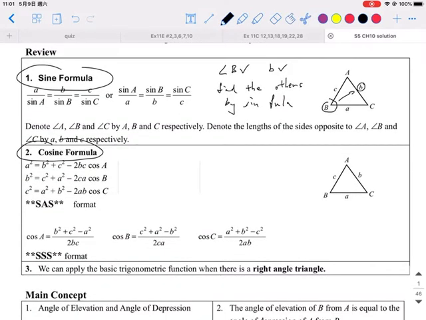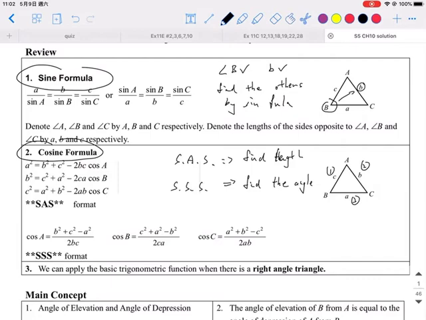The first one is SAS, which we apply to find the length. What this means is that the SAS is the size here, the angle here, and the size of a, then you can find the length of b. And the second format should be the SSS format. If I know the lengths of the three sides, the first one, second one, and third one, then I can find the angles.